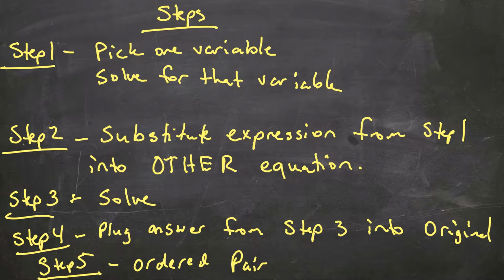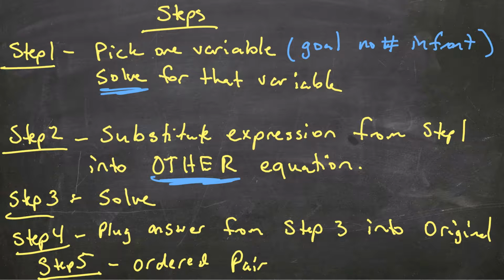Step 1, you're going to pick one variable. Your goal is to have no number in front, or in other terms, a coefficient of 1. You're going to solve for that variable, or get it by itself. Step 2, you're just going to substitute the expression from step 1 into the other equation. That's the big idea. It has to be the other one. Step 3, you're going to solve. You're going to get a number answer.